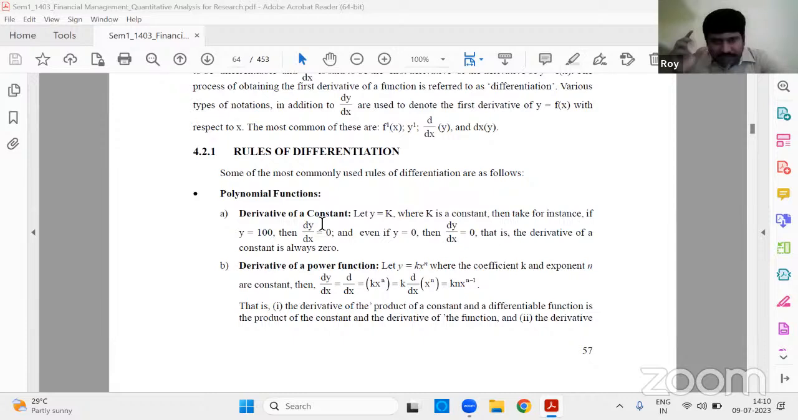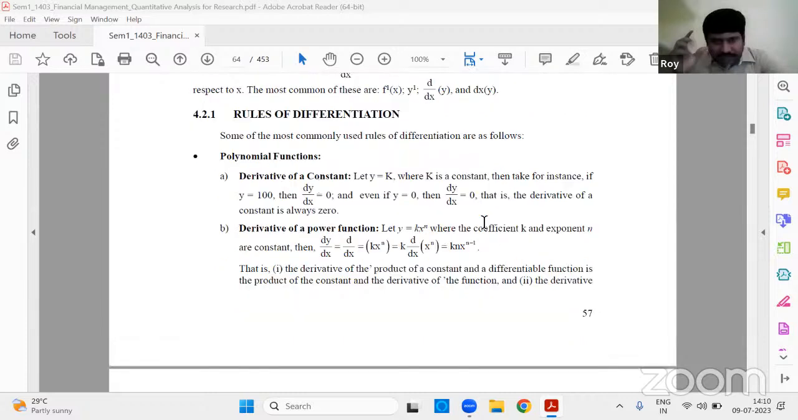Okay. Derivative of a power function. Y is equal to K times x to the power N, where coefficient K and exponent N are constants. Then see this: dy by dx is equal to d by dx of K times x power N.